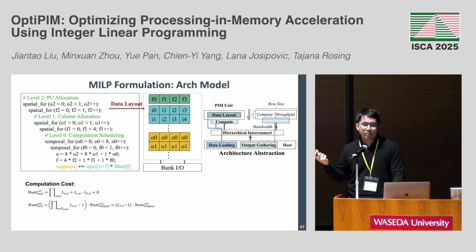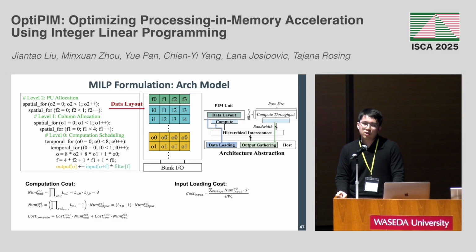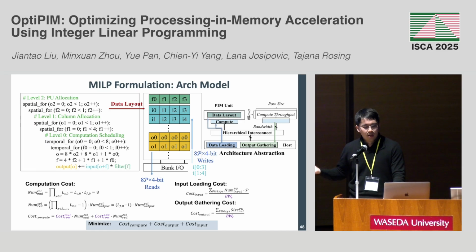Once we get a number from the representation using the variables and constraints, we need some architecture-specific unit cost for multiplication and reduction from the user. We also need to know the cost of input loading, and this can be obtained from the input size determined by the layout together with the bandwidth, and similarly for the output reduction. If we sum them up, this serves as our final cost function. By minimizing this, we can generate the best mapping for the targeting PIM architecture.